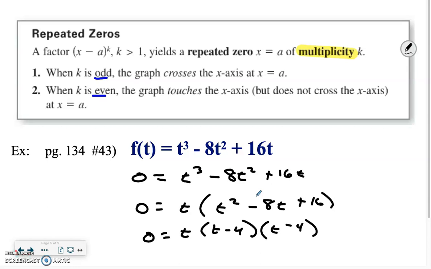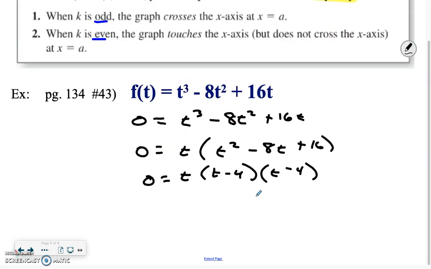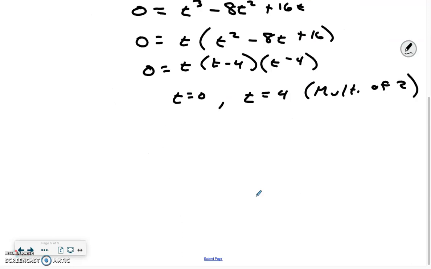So what are my zeros? Those are my factors: t, t minus 4, and t minus 4. These are my 3 factors. What are my zeros? T equals 0. T equals 4 with a multiplicity of 2. What does that mean for me on my graph? That means that we have, let's see, 1, 2, 3, 4. Means that we have a 0 here and we have a 0 there.